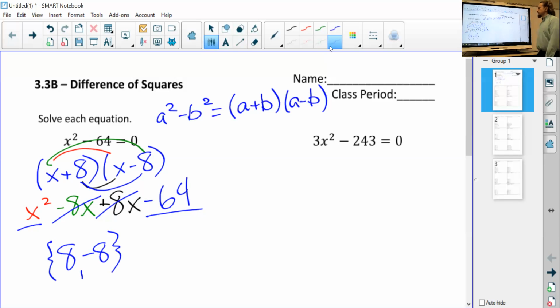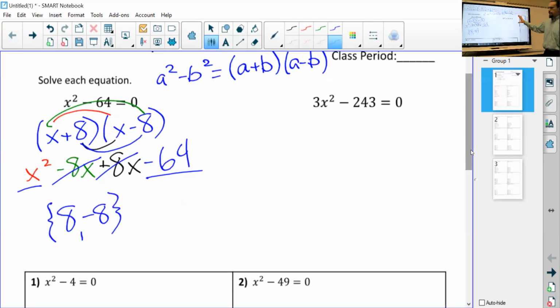There we go. Okay, the only way they can make this a little bit more difficult, so this isn't like a total cakewalk, is if they give you 3x squared minus 243, and then you're like, oh, wait a minute, I have a number next to x squared. What do I do with that? That's fine. So we're just going to factor that out first.